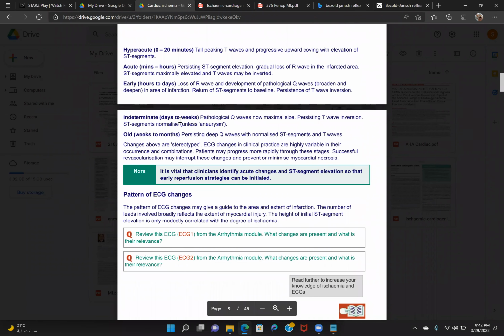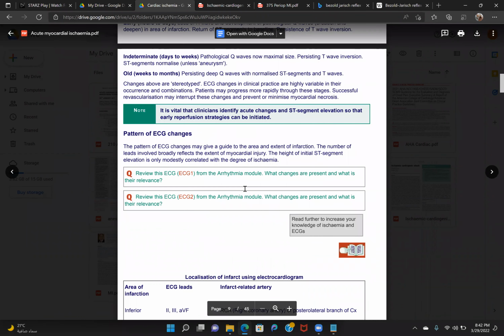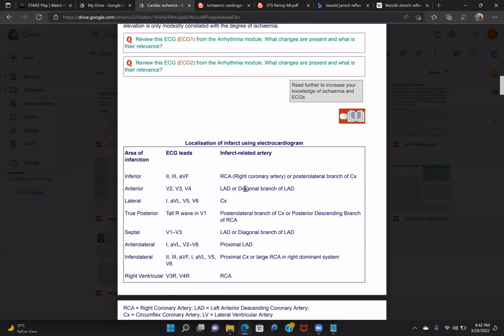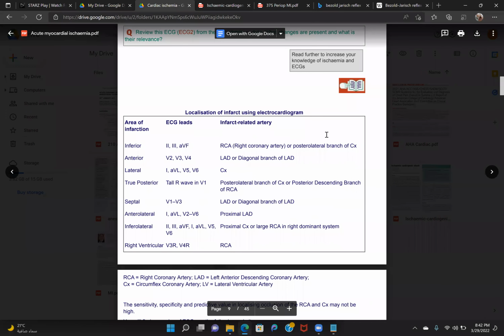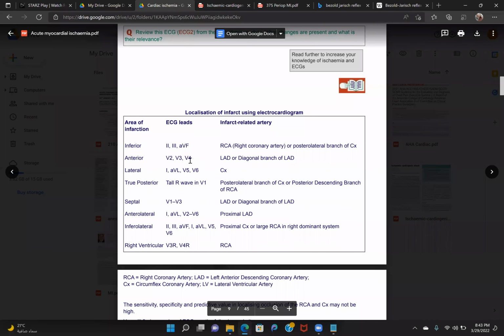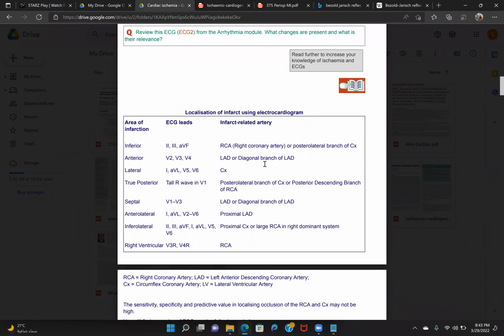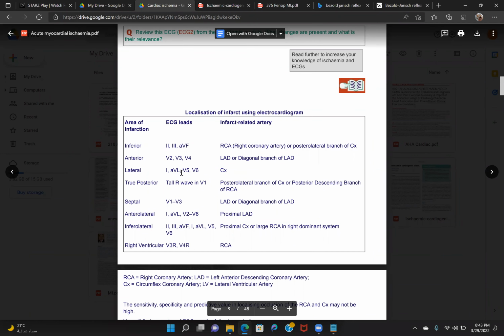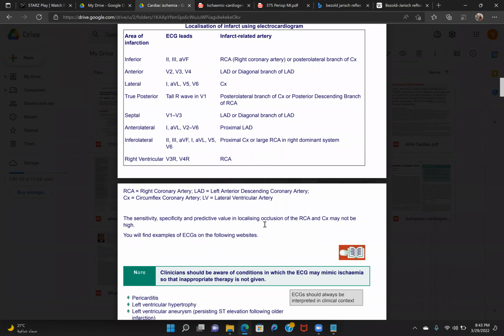So this is actually too much detail. This is available in the link which I shared, in the YouTube link as well. So this is what we have discussed before: leads 2, 3, aVF for the right coronary artery or posterolateral branch of circumflux. Anterior leads V2, V3, V4 for LAD or diagonal branch of LAD. Lateral leads 1, aVL, V5, V6 for circumflux. So you can review from it.